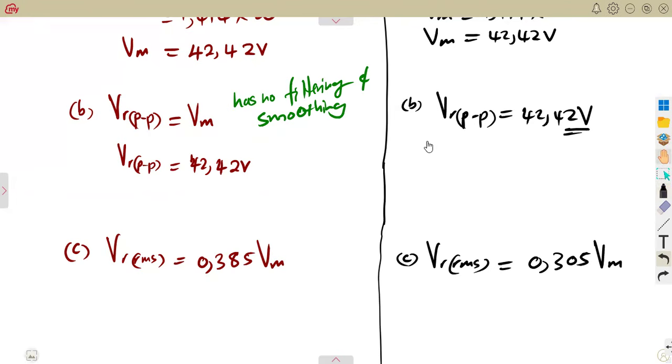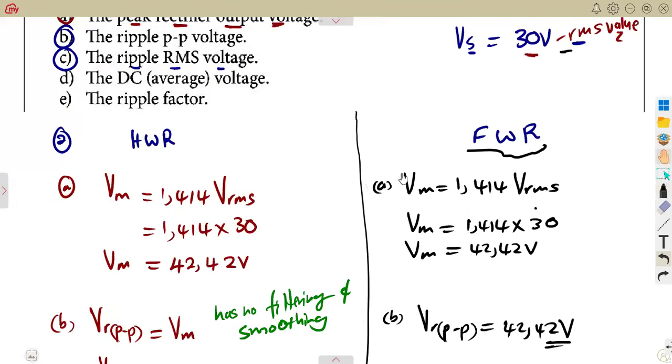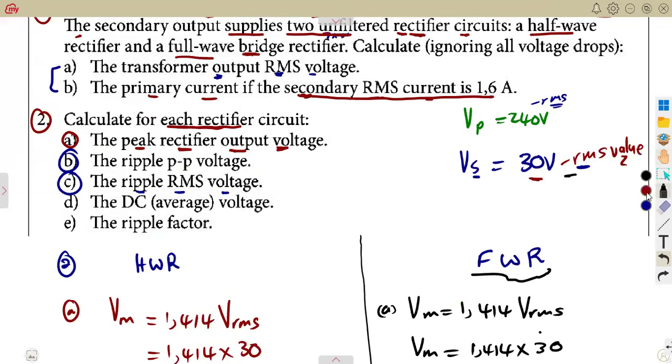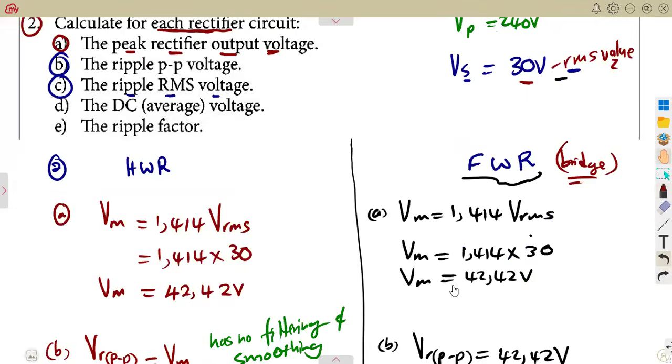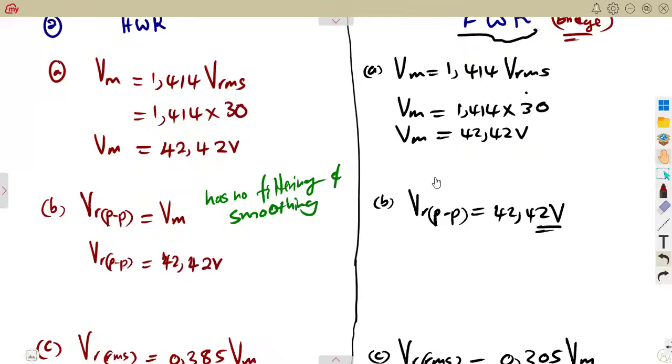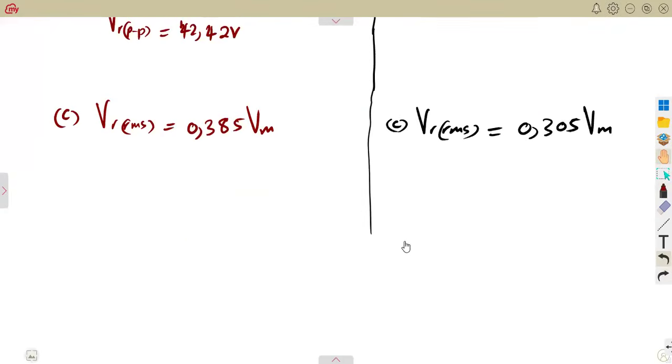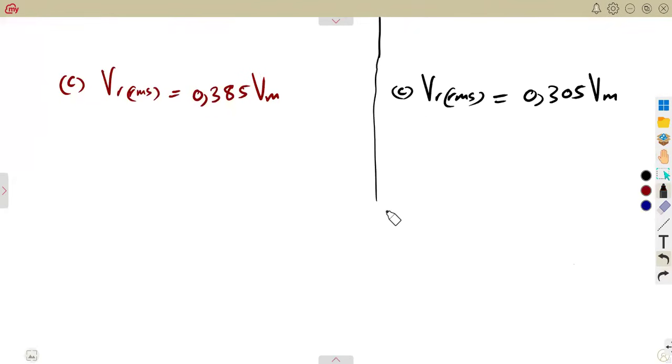We are given this is a full wave bridge. Remember, we're given that it's a full wave bridge. Because you can consider a full wave to be a center tap or a bridge. So for a full wave bridge, you're not supposed to forget that. So this is what you're going to have. As you can see, it's just a matter of knowing which formula to use under which rectifier.